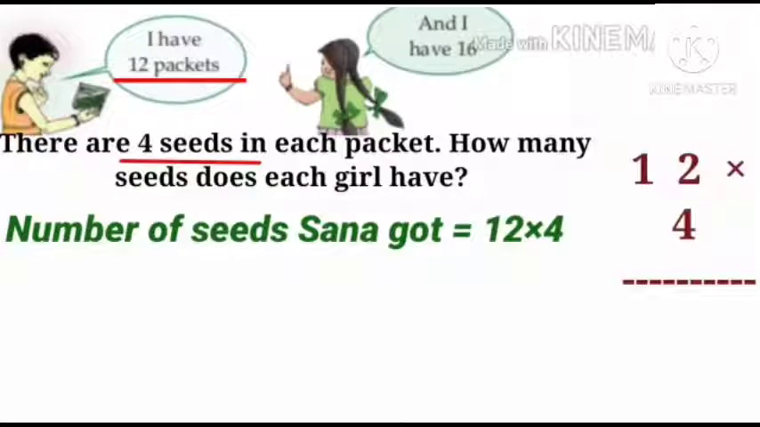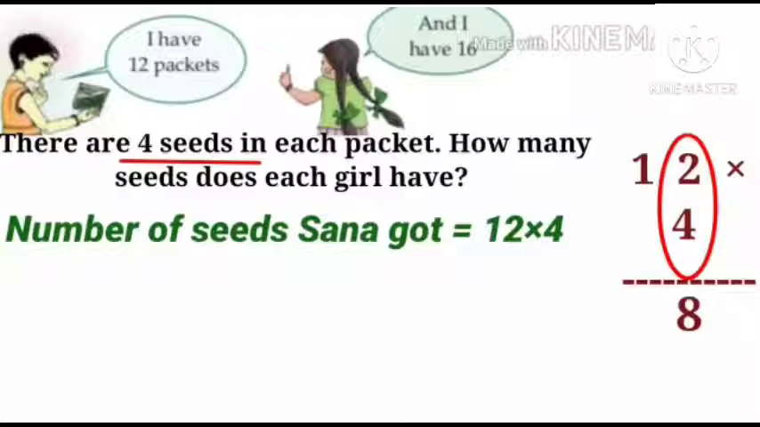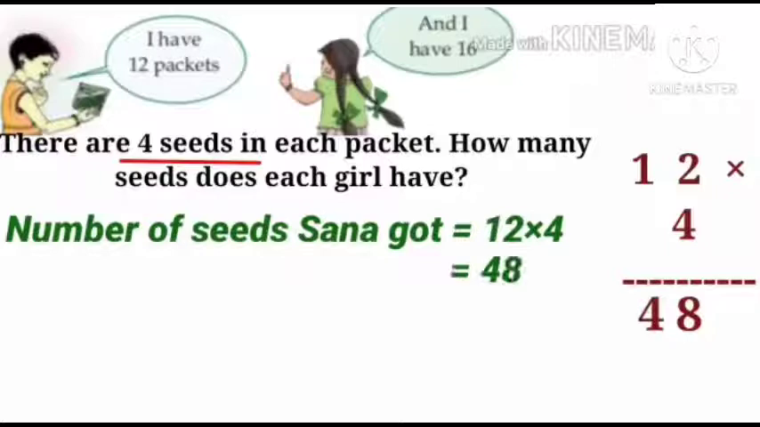First multiply 4 with ones place. That is 4 into 2 equal 8. So, write 8 in the ones place. Again multiply 4 with tens place. That is 4 into 1. Yes, 4. Then write 4 in the tens place. So, children, Sana got 48 seeds.